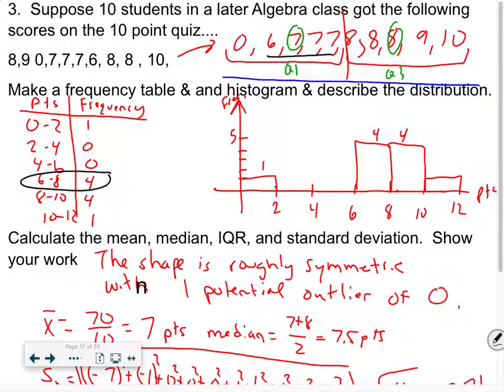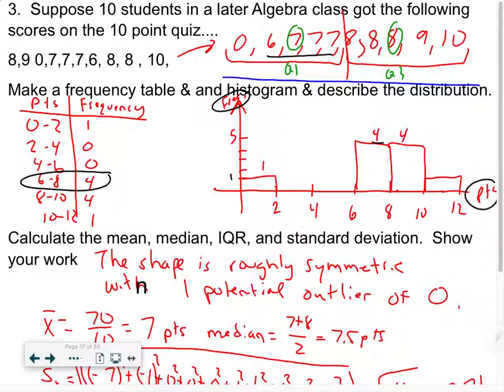When you make your graph, you have to label your axis, frequency, and in this case, points. And then you show the same intervals on the x-axis and the scale on the y-axis so that it's going up by 1s here and 2s here. And then you make the bars. So a bar of height 1 over the interval 0 up to 2. A bar of height 4 over the interval from 6 up to 8, and so on.